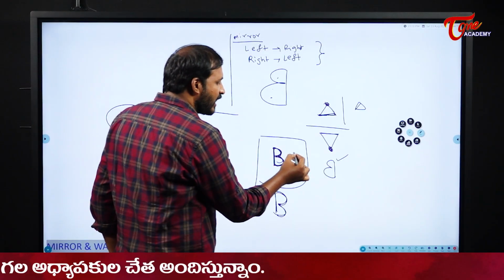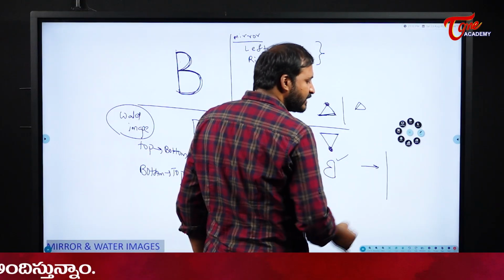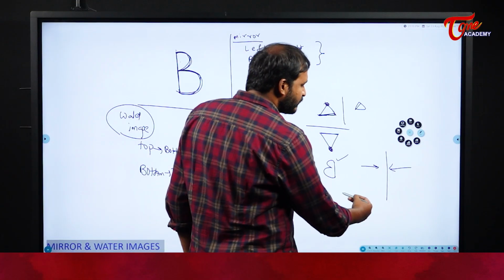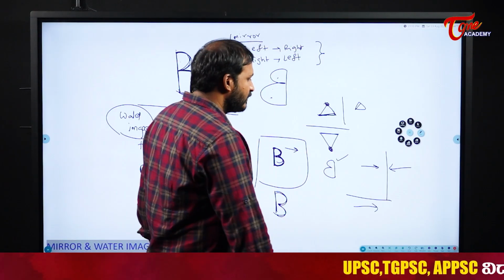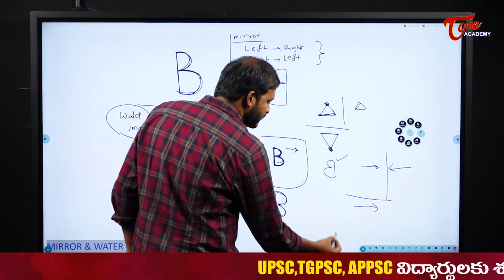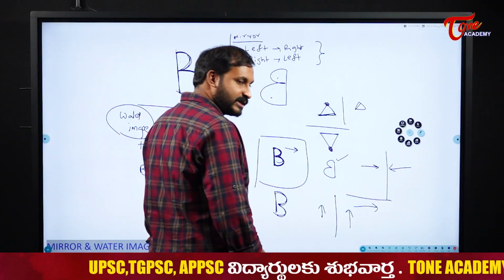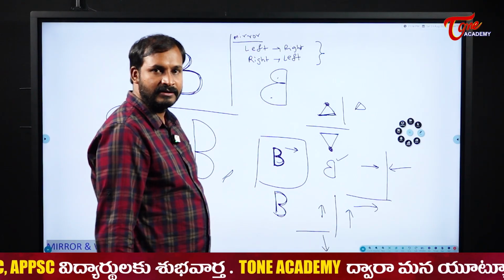For example, if I have an arrow mark like this, in mirror image what does it become, students? It becomes like this, right? When it comes to water image, it still remains like this only. Now for example, if I have an upward arrow, in the mirror image it remains the same. But when I see the water image, what does it become? It becomes an inverted one.